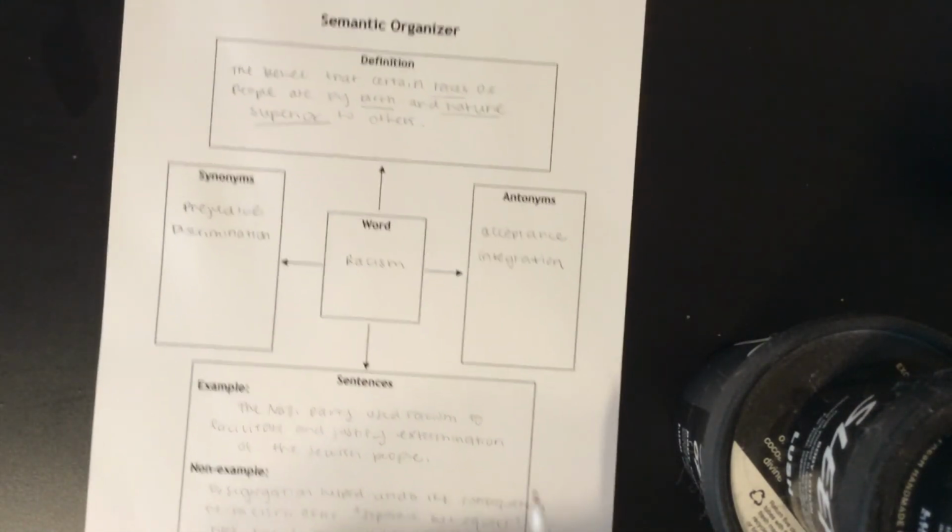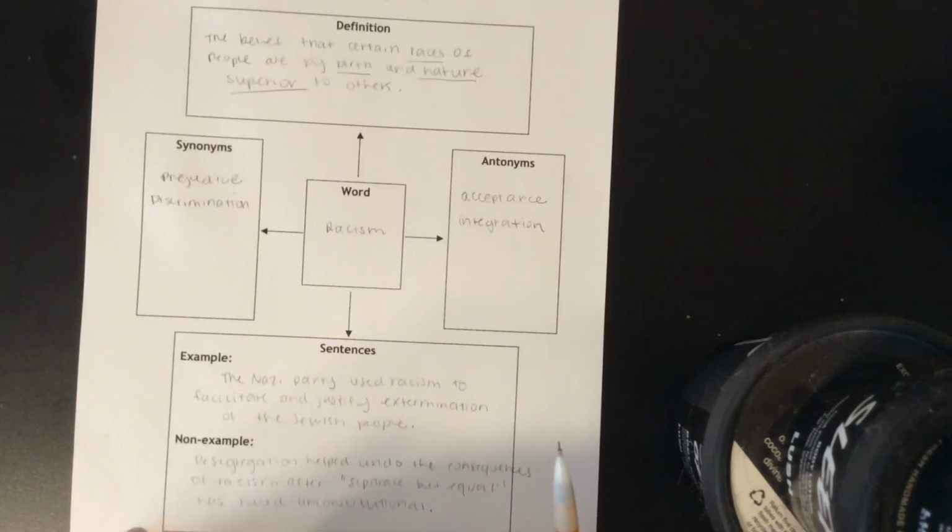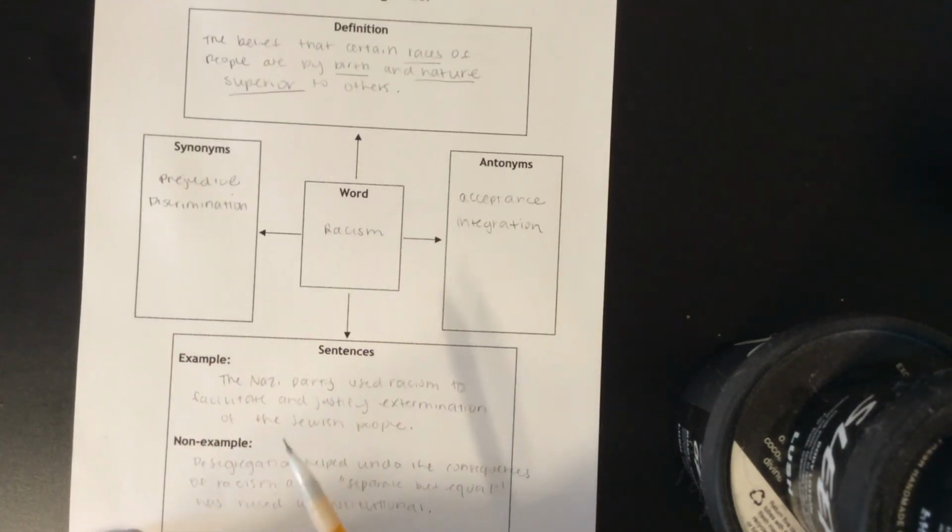So this is what a completed graphic organizer would look like if students wanted to break down the term racism in a genocide unit.